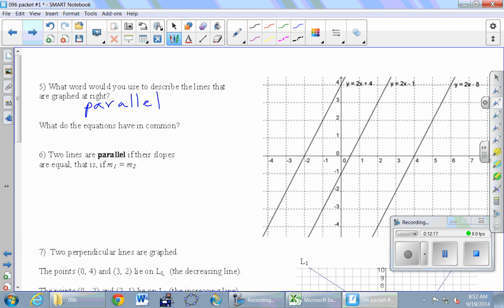And what is that 2 called for these lines? It's the slope. We know that if the lines look like y equals mx plus b, then the m is the slope. And so the slope is 2 for all of these guys. So what do the equations have in common? They all have the same slope. I'll put in parentheses here that the slope is 2, but that's not really important. It's just that it's all the same.